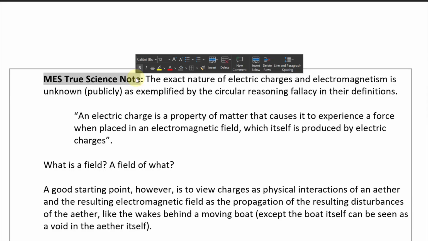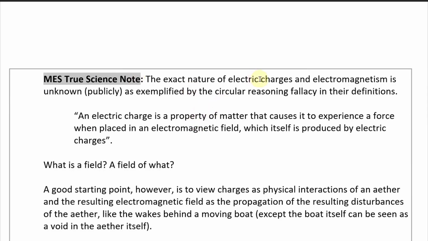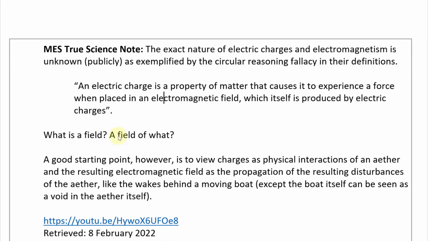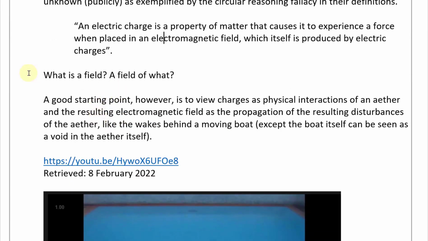MES True Science Note. The exact nature of electric charges and electromagnetism is unknown, well, at least publicly, as exemplified by the circular reasoning fallacy in their definitions. So, an electric charge is a property of matter that causes it to experience a force when placed in an electromagnetic field, which itself is produced by electric charges. So, the definition of electric charge includes the electromagnetic field, which is also defined based on electric charges. So what is a field? A field of what? Is a good question.